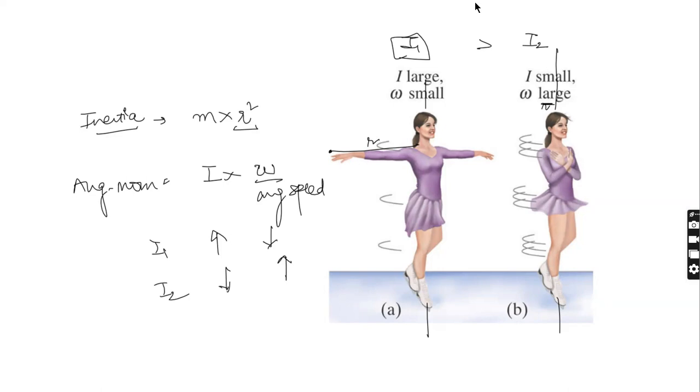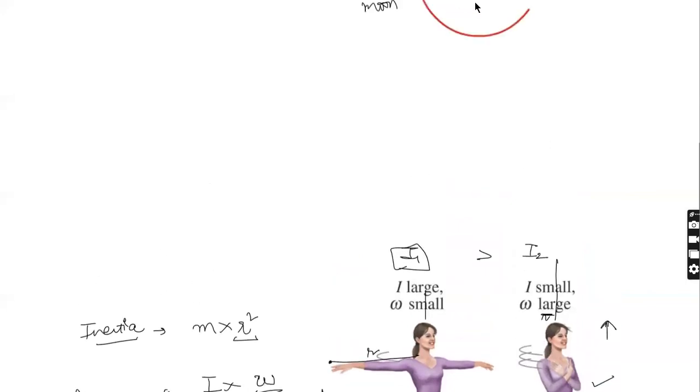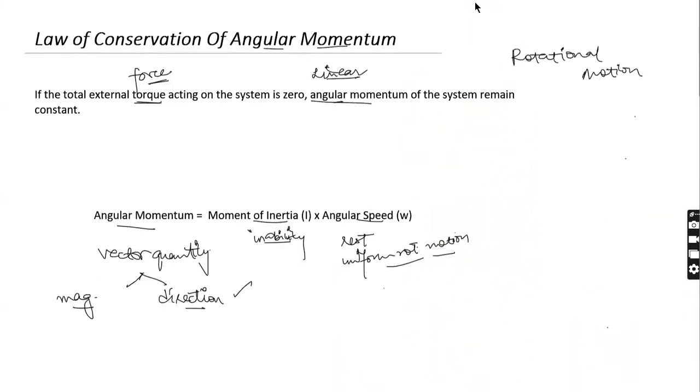So that's why on bringing the arms and legs together or closer to the body, the moment of inertia decreases and angular speed would increase in this case. So these were two examples from law of conservation of angular momentum.